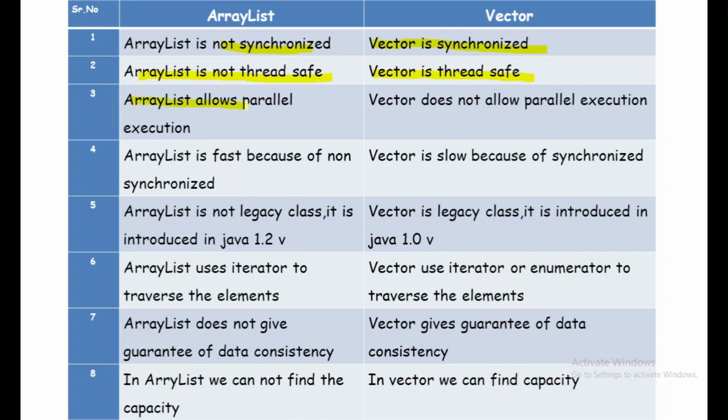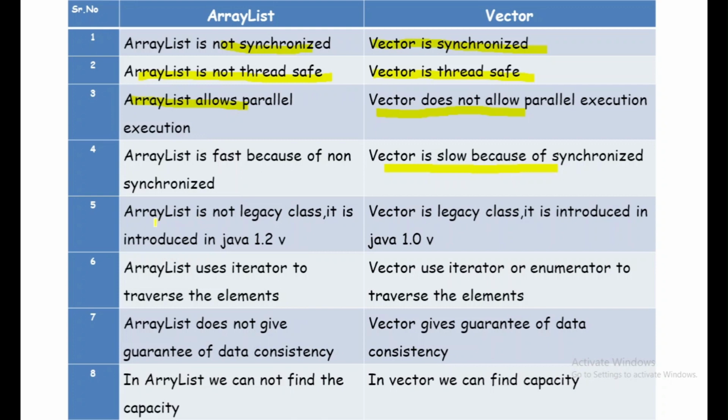ArrayList allows parallel execution, but Vector doesn't allow parallel execution. ArrayList is fast because it is non-synchronized. Here multiple threads are allowed to operate on the object of ArrayList, but Vector is slow because of synchronization.